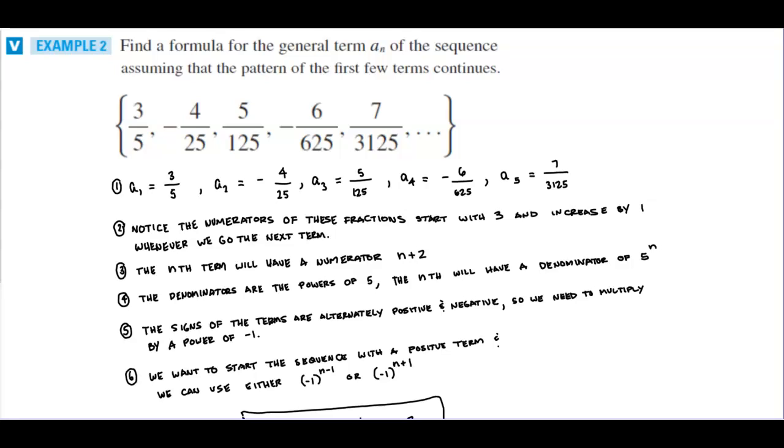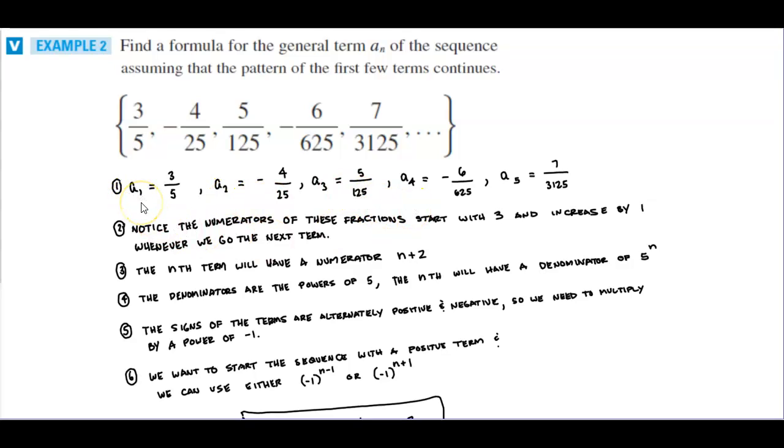For example number 2, we want to find a formula for the general term a subscript n of the sequence, assuming that the pattern of the first few terms continues. So the first term of the sequence is 3/5. Second term is negative 4 over 25. So in the first step, what I'm doing is I'm writing out what each term of the sequence looks like.